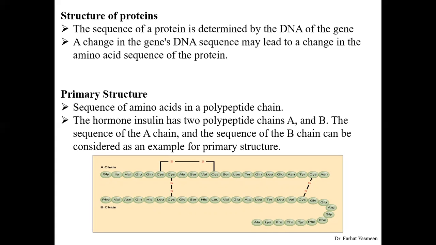The primary structure is basically the simplest level of protein structure, and that is simply the sequence of amino acids in a polypeptide chain. The hormone insulin has two polypeptide chains, A and B, and the sequence of the A chain and the sequence of the B chain can be considered as an example of primary structure.